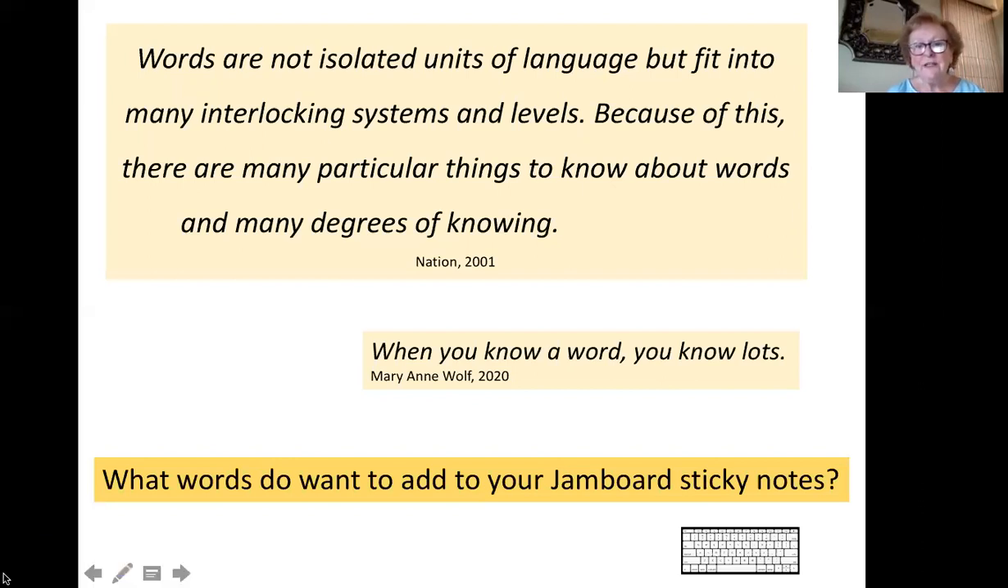And I'll check in now on the chat. And I know Cammie's been looking at that as well to see perhaps if there are any questions that we need to respond to, but also right now, what words would you want to add to your Jamboard sticky notes? Let's put that in the chat. And perhaps, Cammie, you can tell me what you see popping up there.